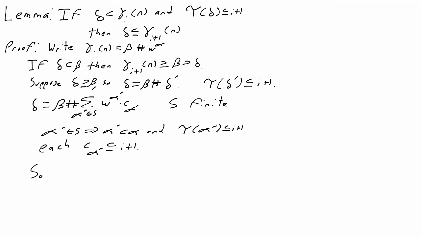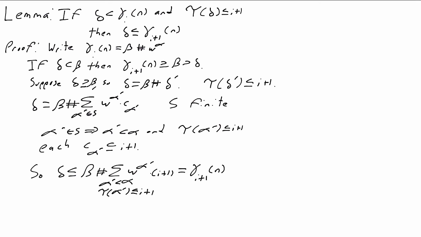So the biggest δ can be is the sum over all the ordinals α' less than α, with tau of α' less than or equal to i+1, of i+1 copies of ω to the α', but that's exactly what γ_{i+1}(n) is. So δ is less than or equal to γ_{i+1}(n). And this analysis of γ_{i+1}(n) is what will allow us to prove those two claims about the Goodstein sequence that we promised to prove.